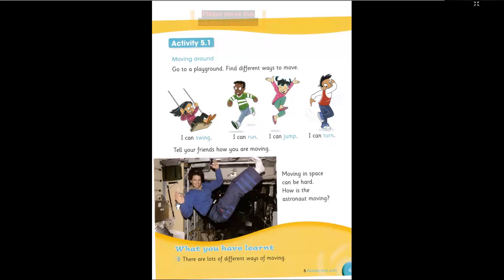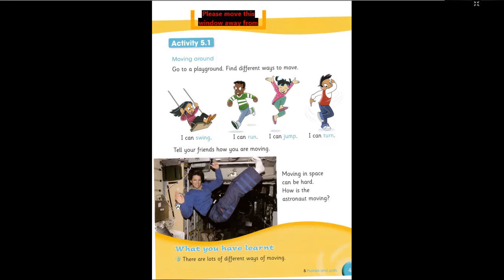The definitions of these things we covered in the last lesson. So let me revise them for you. The first word is jump. Jump means to move so that you are not touching the ground. When you are jumping, your feet are not touching the ground.